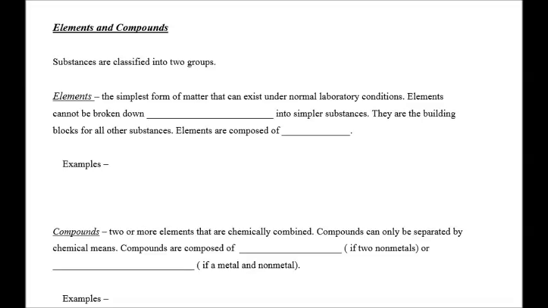And finally, on page 35, we're going to discuss elements and compounds. Remember, substances are classified into two groups. Elements are the simplest form of matter. They cannot be broken down chemically into simpler substances. They are the building blocks for all other substances. Elements are composed of atoms.